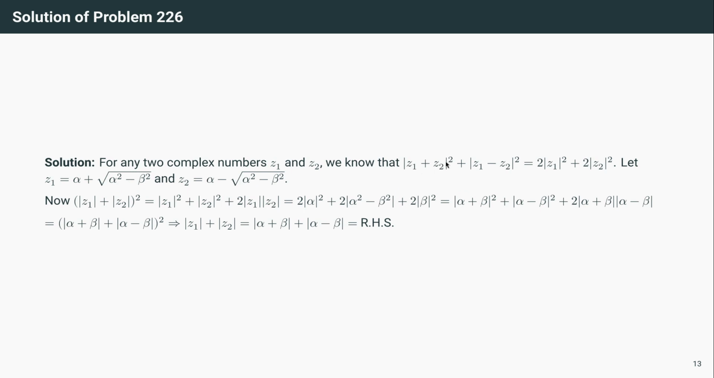So for any two complex numbers, we know from the identities discussed in the theory part that mod of z1 plus z2 square plus mod of z1 minus z2 square is equal to 2 mod z1 square plus 2 mod z2 square. Now we let z1 as alpha plus square root of alpha square minus beta square, and z2 is equal to alpha minus square root of alpha square minus beta square. Now we have mod z1 plus mod z2 whole square. So that will be equal to mod z1 square plus mod z2 square plus 2 mod z1 z2. So it's now a matter of simplification, and thus you can arrive at the right hand side. You can read this, it's a simple calculation.